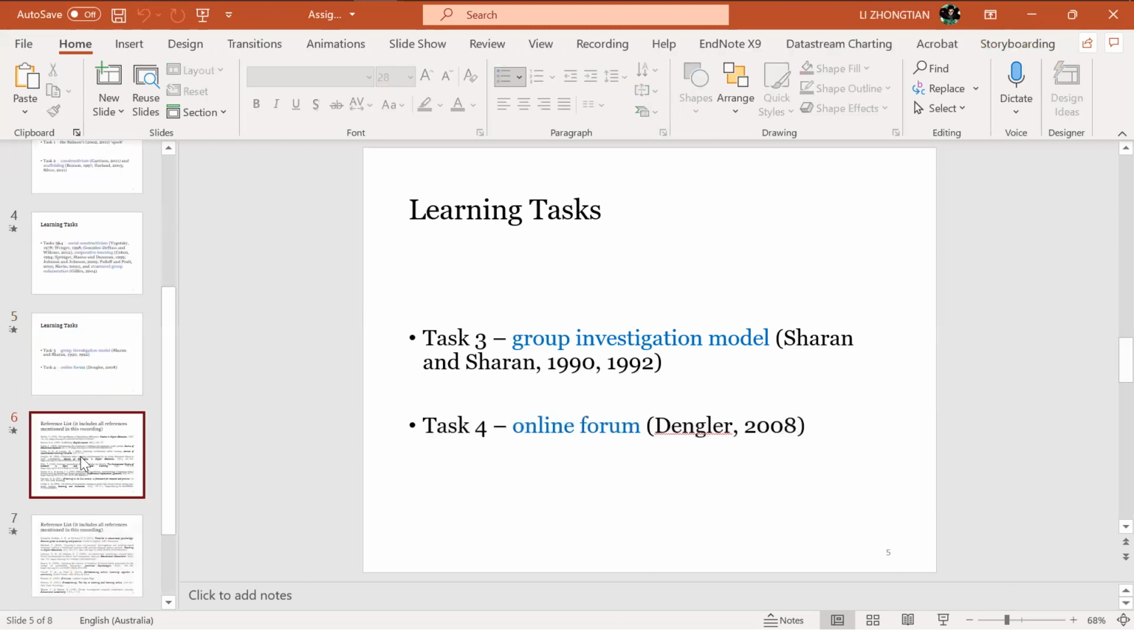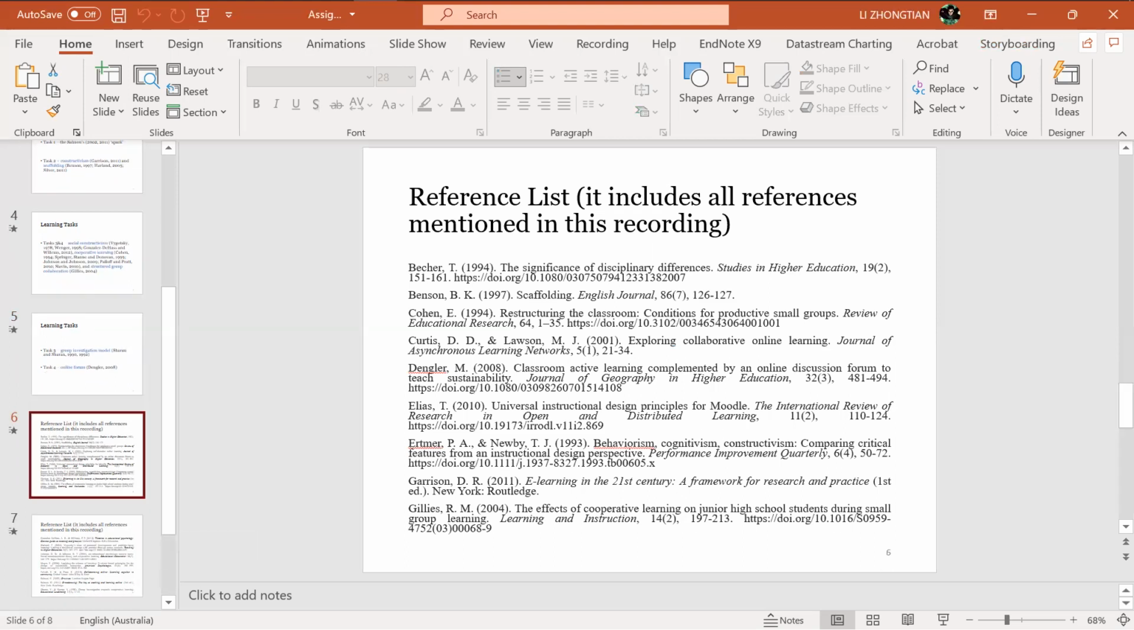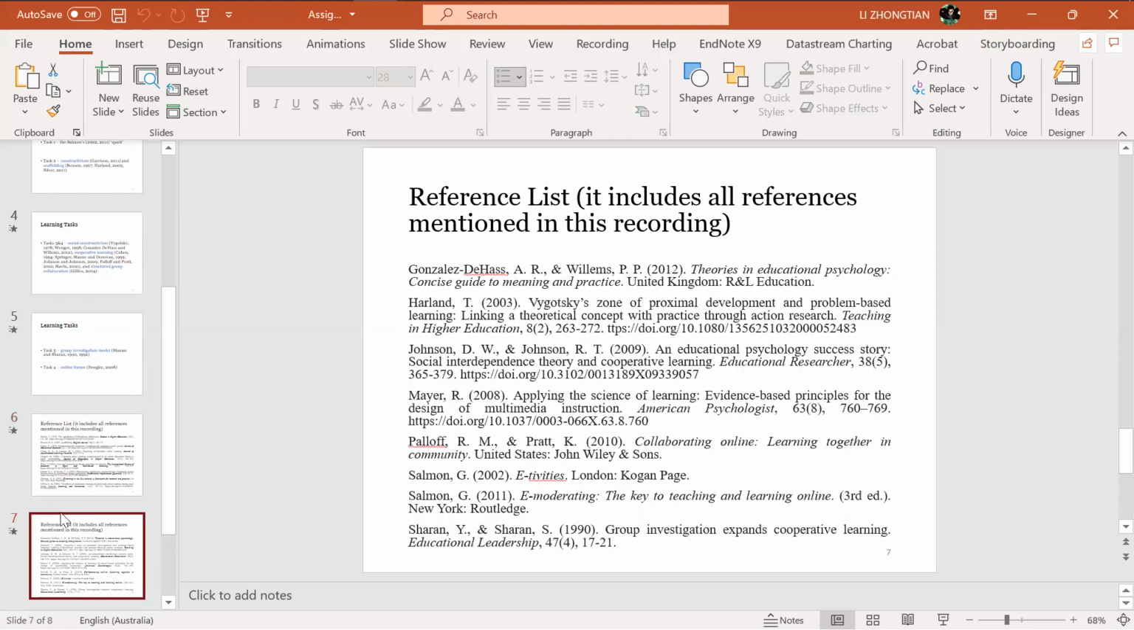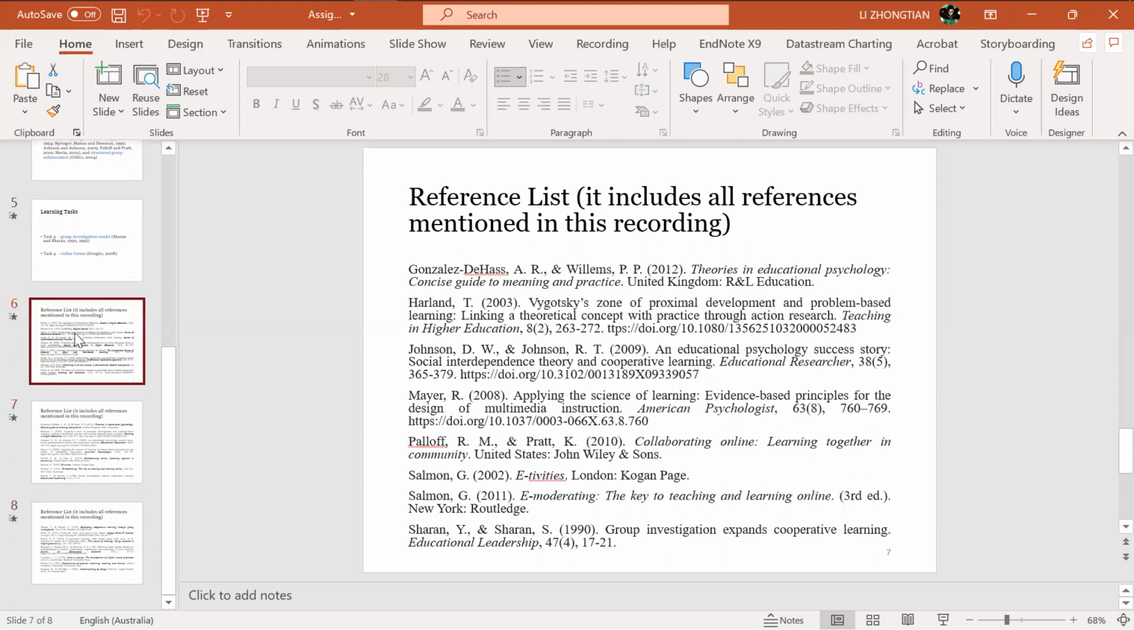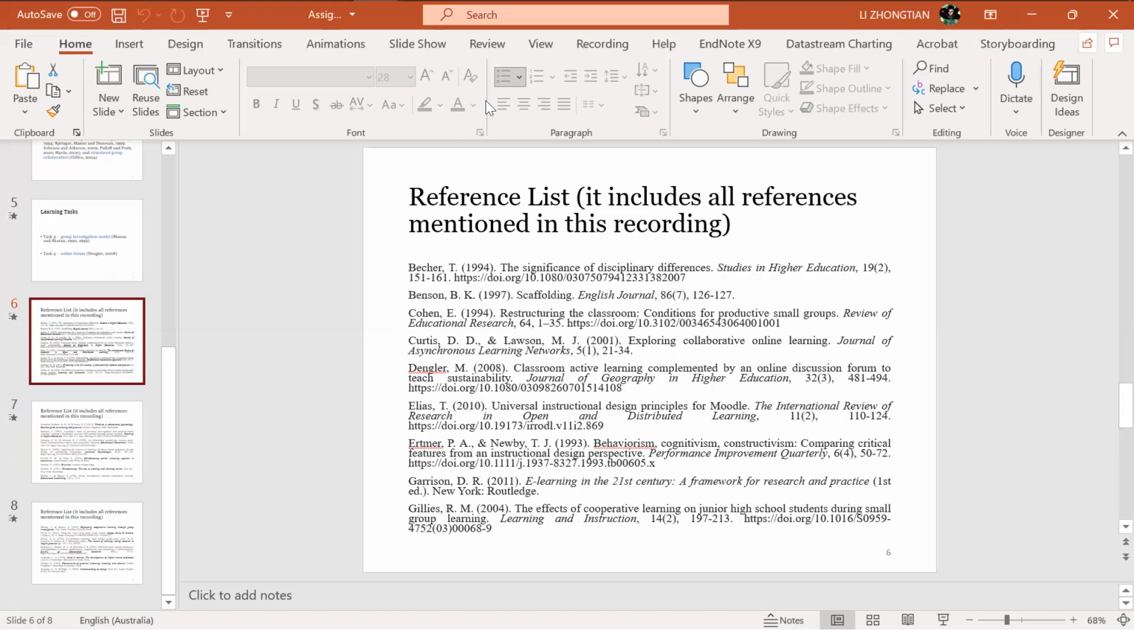I also show 24 references mentioned in this recording in the last 3 slides. As you can see, the references are in alphabetical order and follow the APA format.